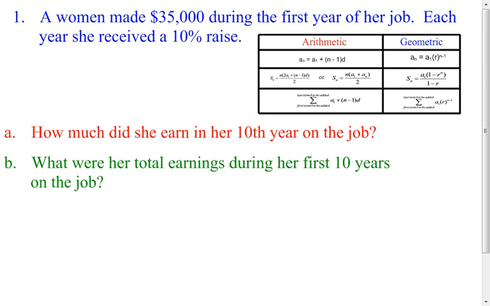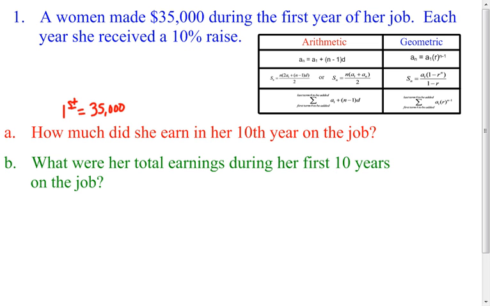So if we think about this first question, what I know is on the first year of her job, she made $35,000. Okay, so I want you to think about this. This means that year one was term one. Then I could give her a 10% raise, and if she got a 10% raise, that means she added $3,500 onto that. 10% of 35,000 is 3,500.